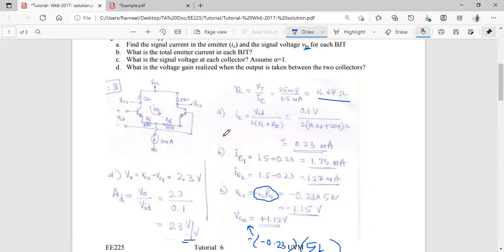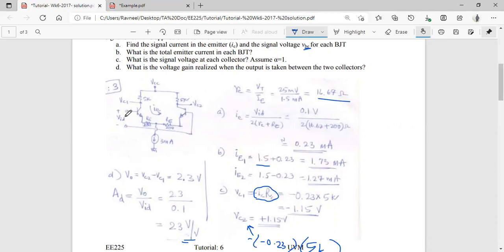So total emitter current is basically the sum of the DC current plus the AC current. So in that particular case, that will be the bias current. The bias current for emitter 1 is equal to 3 divided by 2, so that is 1.5 milliamps. That will be just the bias current.